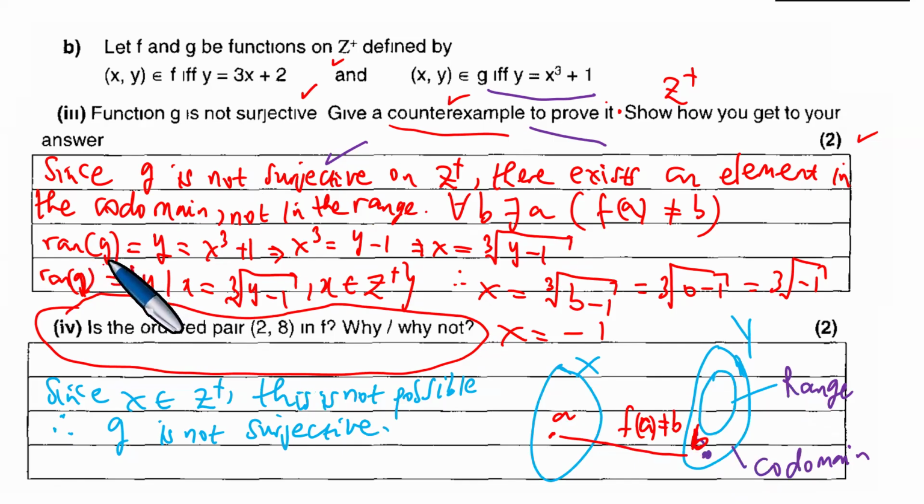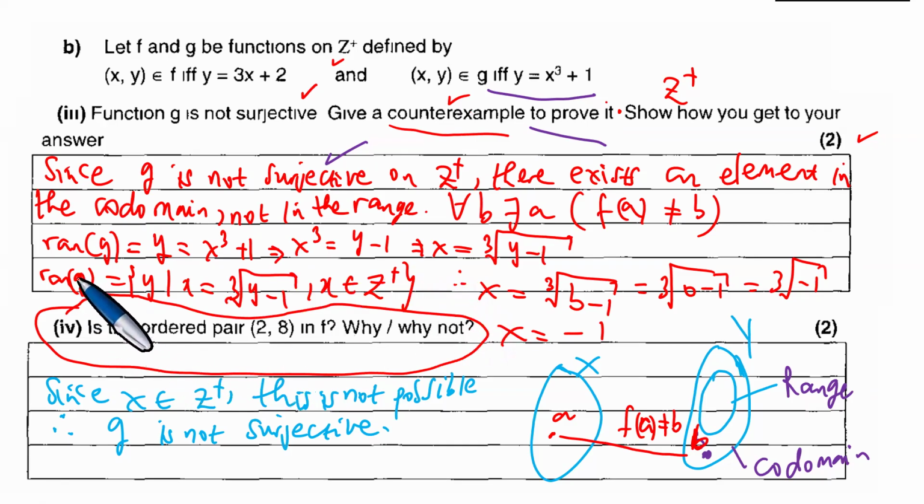The range of g contains what? It contains y. And this y is x cubed plus 1, because y is x cubed plus 1 for g. We can manipulate and make, for example, x the subject of the equation. If we transpose the 1, making it negative, then x cubed is y minus 1. And x, therefore, becomes the cube root of y minus 1.